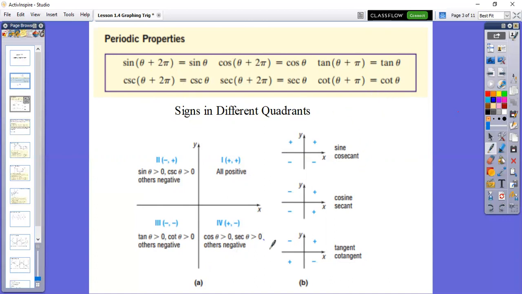And then here is just a little table that you can draw for yourself that shows you when these different values are positive or negative. Really, if you remember the definition of these functions and you know which quadrant you're in, you can figure out if they're positive or negative by thinking about the x and y coordinates of the point.